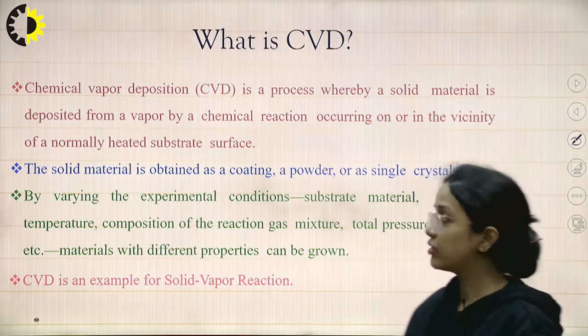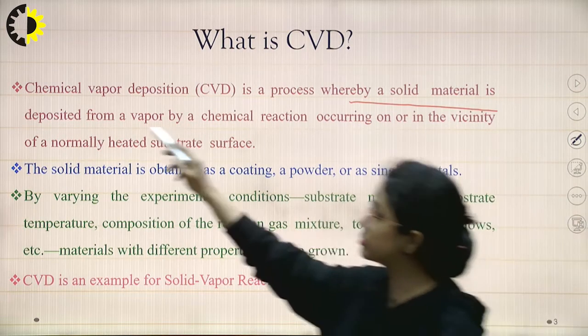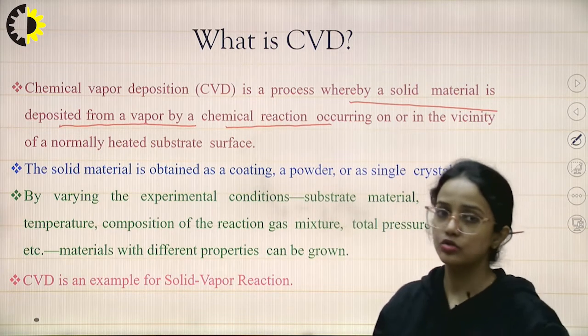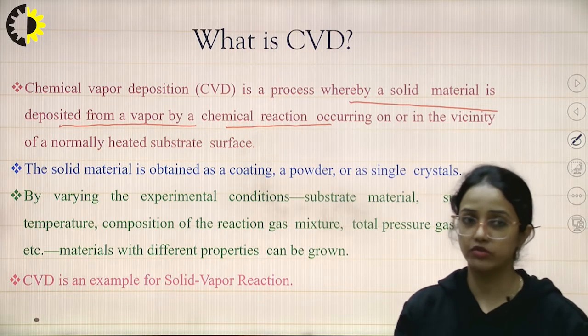What is chemical vapor deposition? A process where a solid material is deposited from a vapor by chemical reactions. So, we are trying to accommodate a larger number of chemicals.